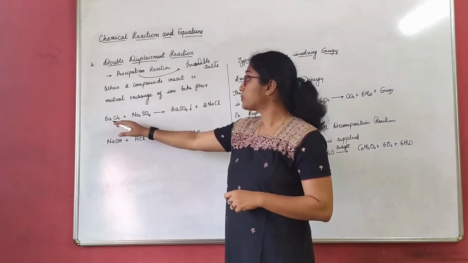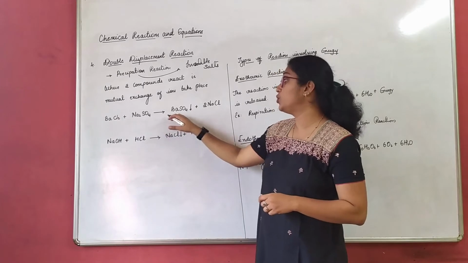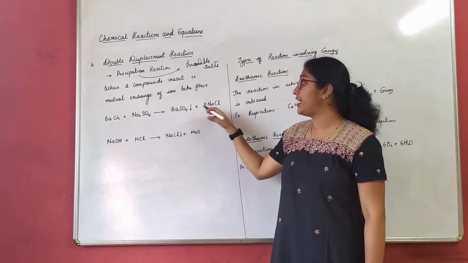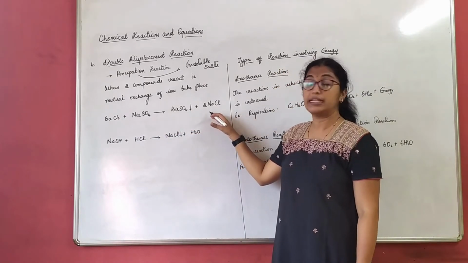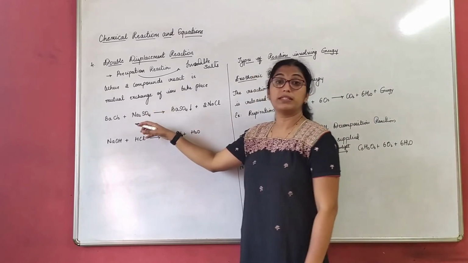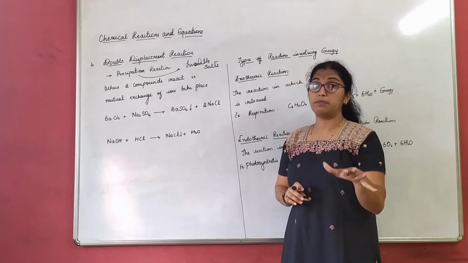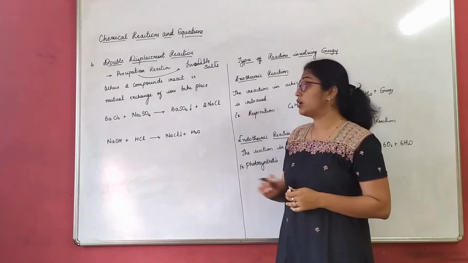The example: barium chloride when it reacts with sodium sulfate, we get barium sulfate and sodium chloride. Here, barium sulfate is a precipitate. That means it is an insoluble salt.